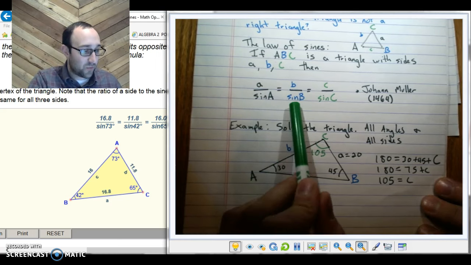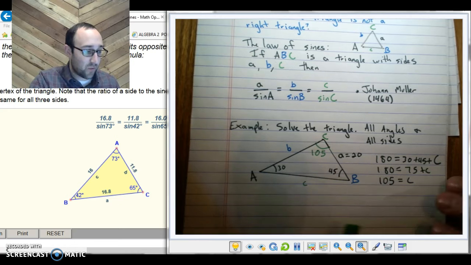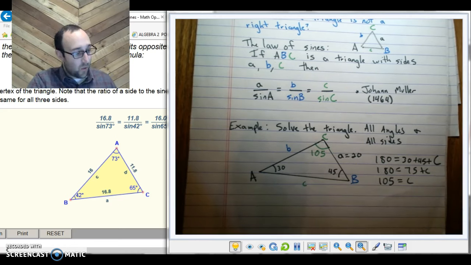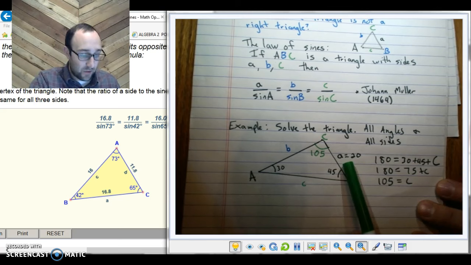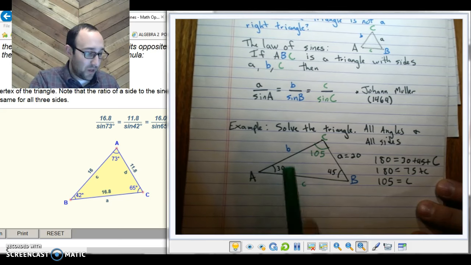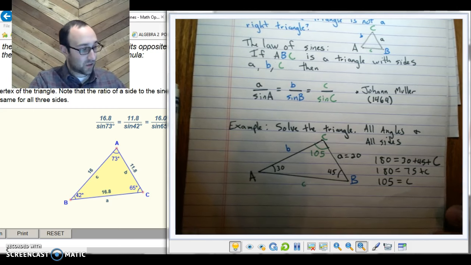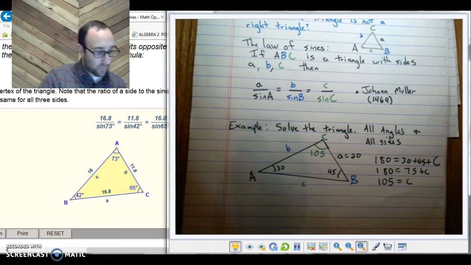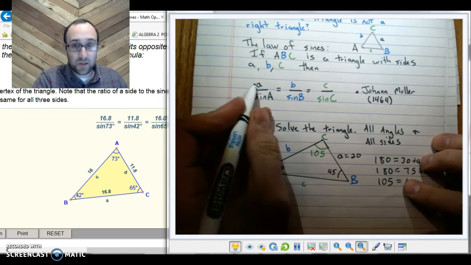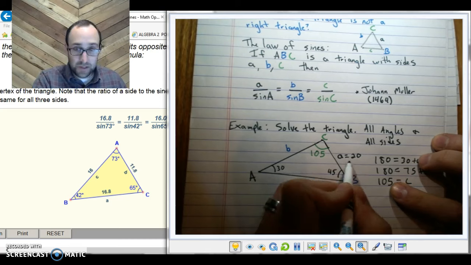a over sine A equals b over sine B equals c over sine C. We want to say which ones do you want to find first. We know A and the length, lowercase a, so we either need to find B or C. Since we need to find both of them, let's just go in order. So what I'm going to do is let's start off with A. So I need to start with lowercase a, which is the length. The length of lowercase a is 20.